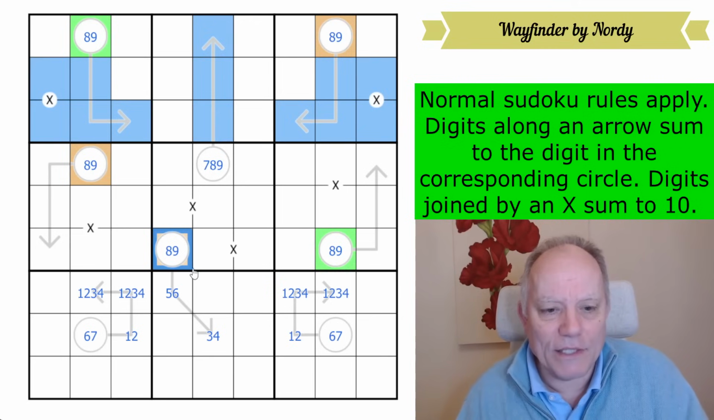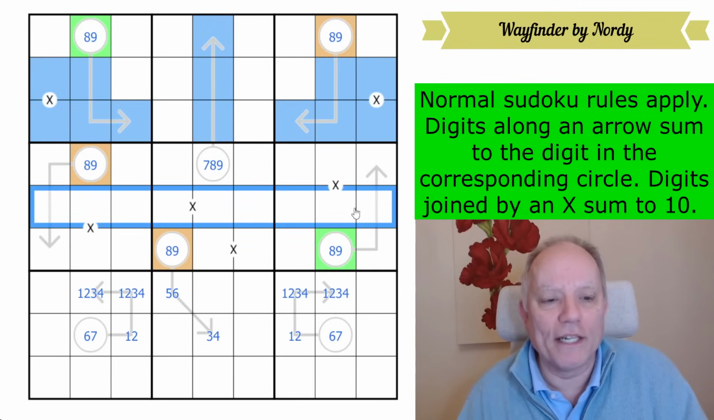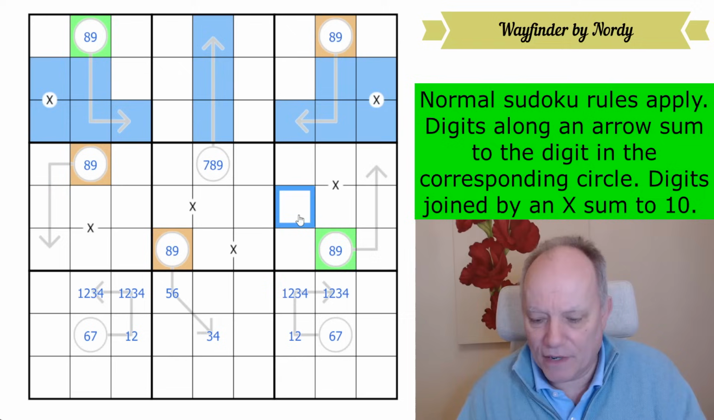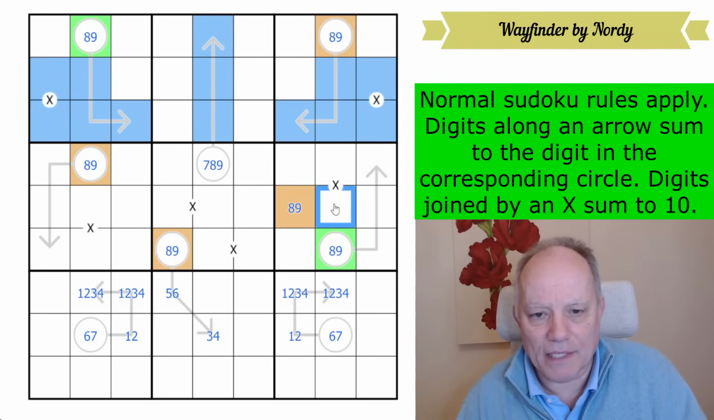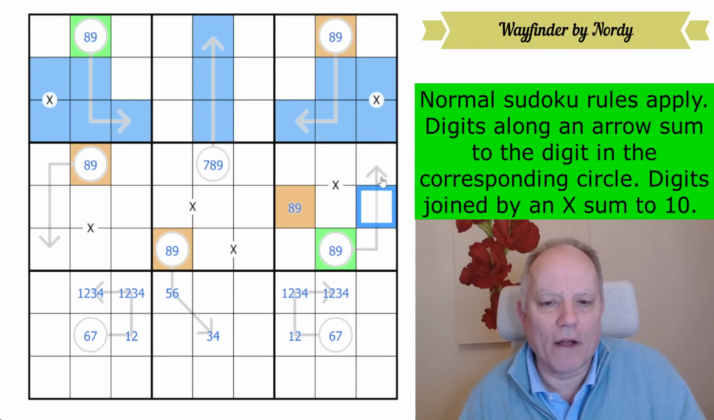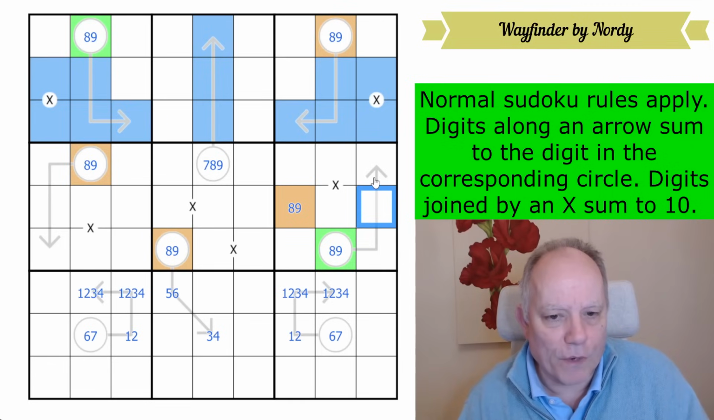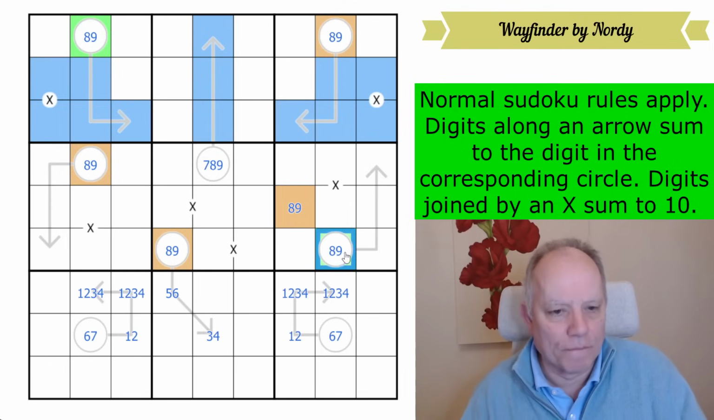Right, where is the 8 or 9, the orange 8, 9 in this row? It's definitely there. No, hang on. Yeah, it is definitely there, because that cell sees that cell, and here on the arrow you can't put an 8 or a 9 on a 3-cell arrow leading to a single-digit circle.